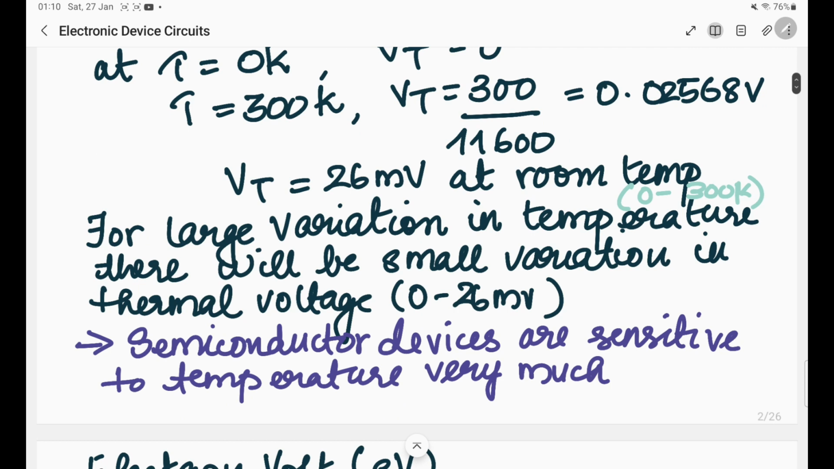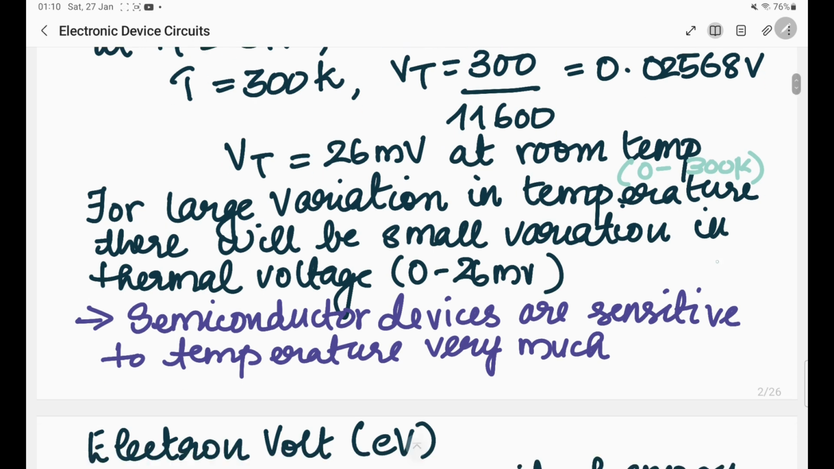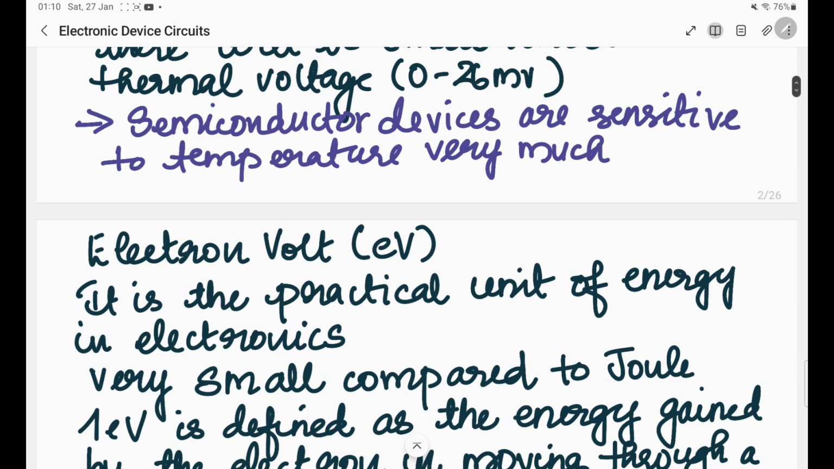And next, we'll also learn about the electron volt. Before that, one more point about temperature. Semiconductor devices are very sensitive to temperature. There are a lot of functions which change when the temperature in a semiconductor is increased. You will learn more about it, don't worry about this now. Just understand that semiconductor devices are very sensitive to temperature. And let's now go on to the electron volt.